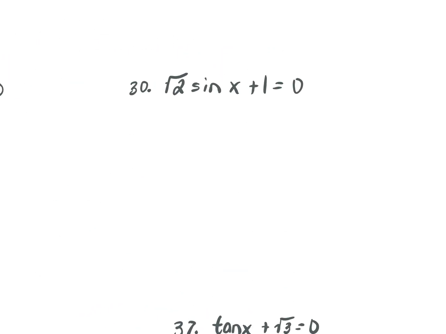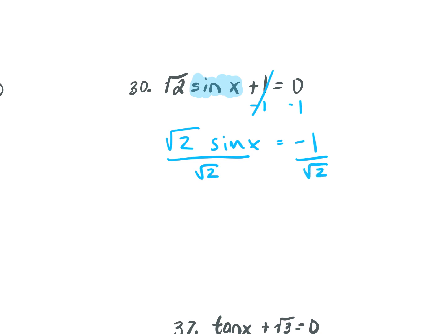So looking at number 30, we want to get our trig function all by itself. So what would we need to do first? Subtract 1. So square root 2 times sine of x is equal to negative 1. What would we do next? Awesome. Divide by square root 2. So sine of x is equal to negative 1 over square root 2.